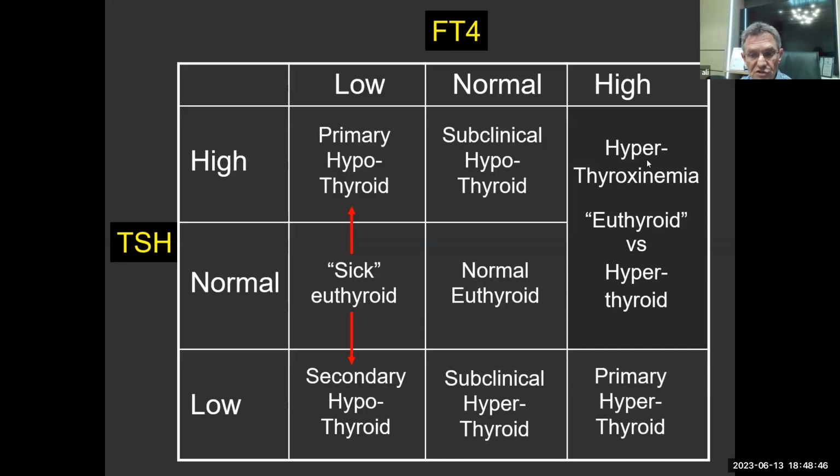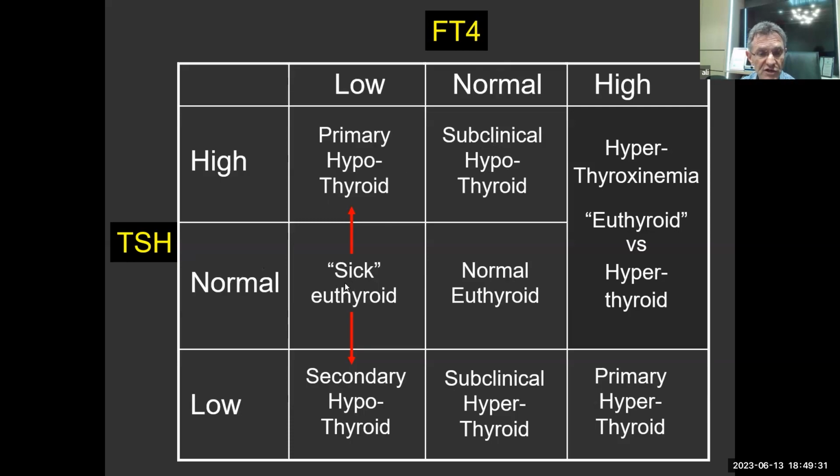Now, in other conditions, you can have a high T4 with a high TSH, and that's not really hyperthyroidism. That's what we call hyperthyroxinemia. Or if the T4 is high and the TSH is normal. So these conditions over here, you want to know, are they euthyroid hyperthyroxinemia versus true hyperthyroidism? On the other hand, if the TSH is high and the T4 is low, you have primary hypothyroidism. And if the TSH is, in this situation, high, but the T4 is normal, we call that subclinical hypothyroidism.